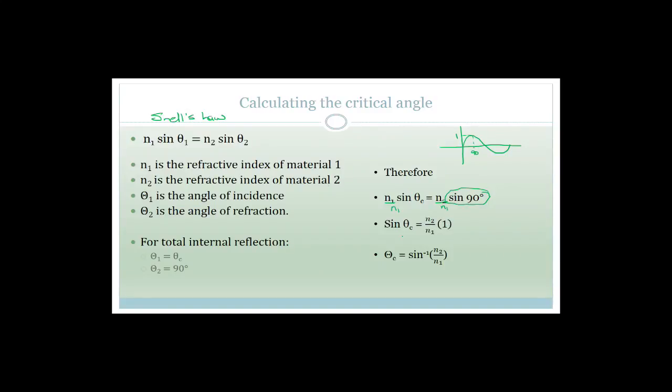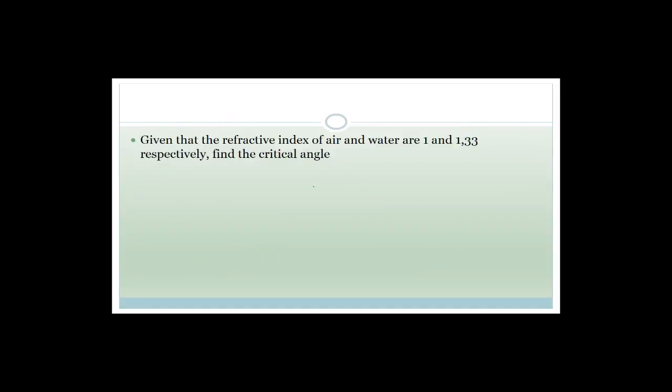Multiply by 1, which means that we can find the critical angle c by taking the second function sine of the ratio n2 over n1. So let's do a really basic example, and then we'll go back to the example that we haven't done because it had a critical angle in it. We know that n1 sine theta 1 is equal to n2 sine theta 2. It says, given that the refractive index of air and water are 1 and 1.33, find the critical angle.